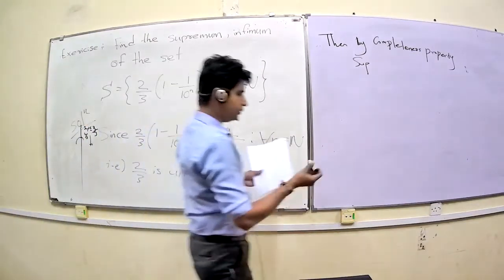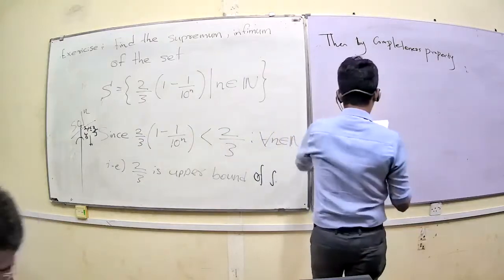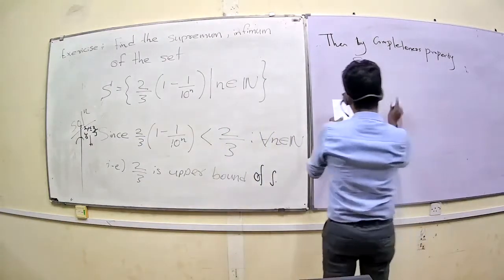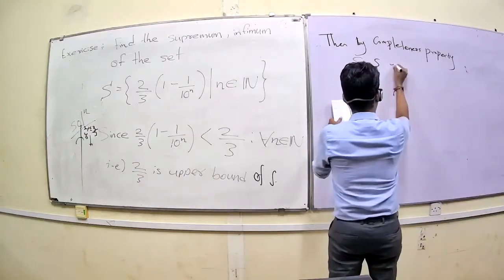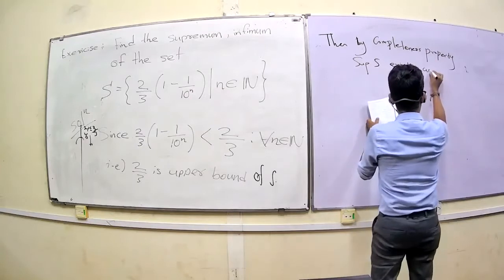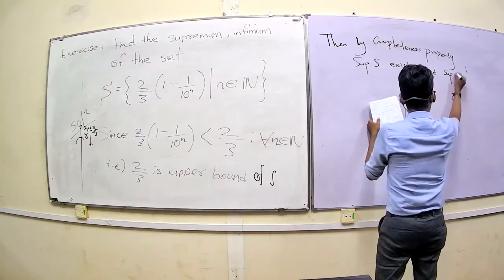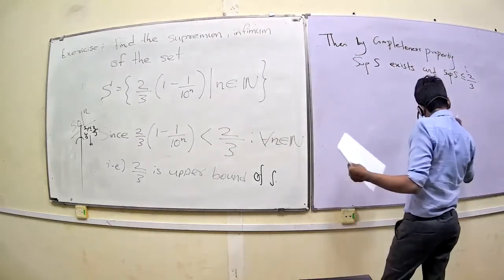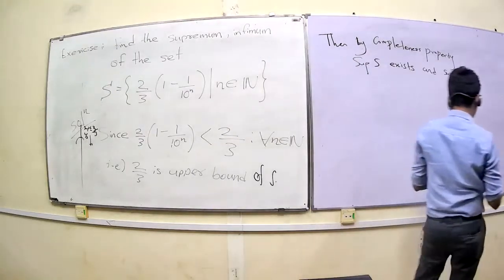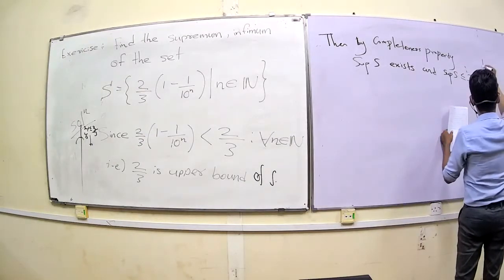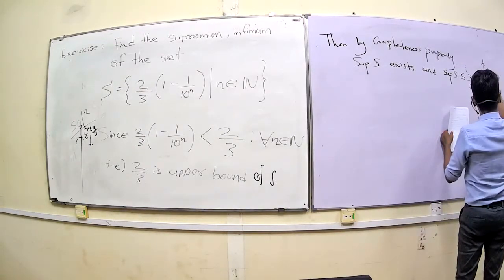Then by the completeness property, since S has an upper bound, the supremum of S exists. And the supremum of S is less than or equal to 2 by 3, whether it equals 2 by 3 or not. It is your supremum value.